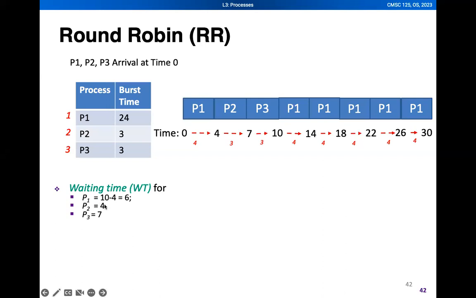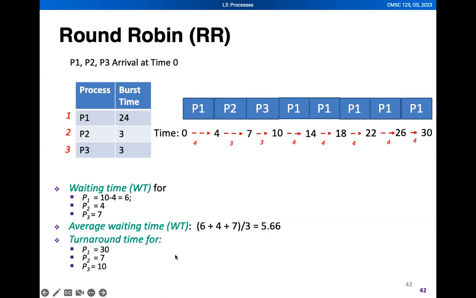Right? For P2, it has waited 4 milliseconds since P1 has to execute for 4 milliseconds before P2 gets its turn. And P3 has waited for a total of 7 milliseconds since P1 and P2 have to be executed for at most 4 milliseconds each, right, before P3 got its turn. So to compute the average waiting time, we simply add this all up and divide by the total number of processes, which is 3, and that is equal to 5.66.